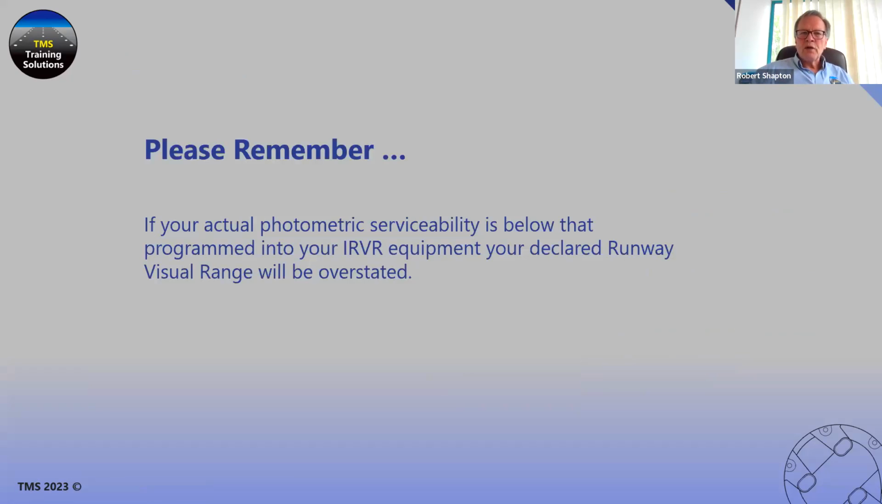And remember that most airports that will be on this call today will use instrument runway visual range equipment, and the calculation of your instrument runway visual range will be based on a formula that uses the assumed intensity for your runway lighting as part of the calculation. And if your lighting is not at that level, your declared runway visual range, the figures that are given to the pilots on every takeoff and landing, will be overstated, which is clearly dangerous.